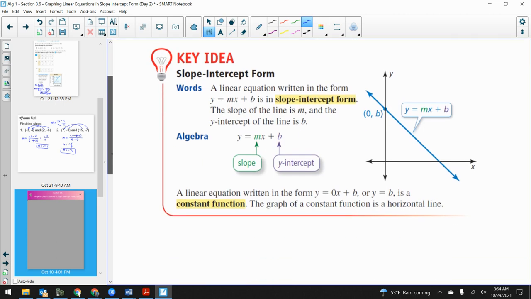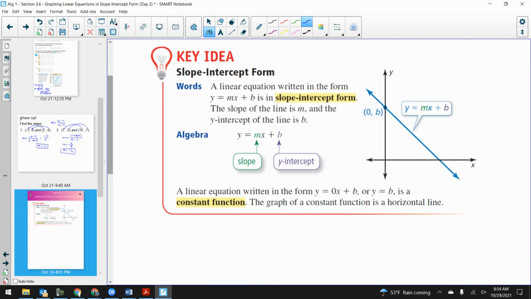All right, now let's take a look here. I kind of talked about this yesterday, where slope intercept is like the big one that you guys remember. Y equals mx plus b. M being your slope and b is your y-intercept. M is your slope, b is your y-intercept.